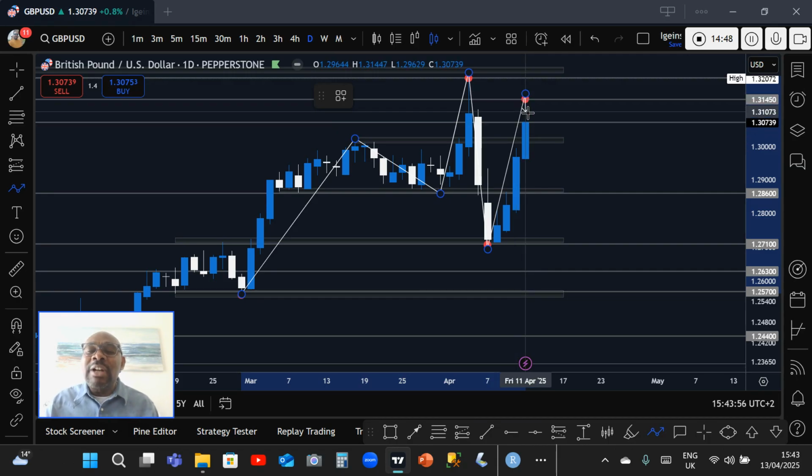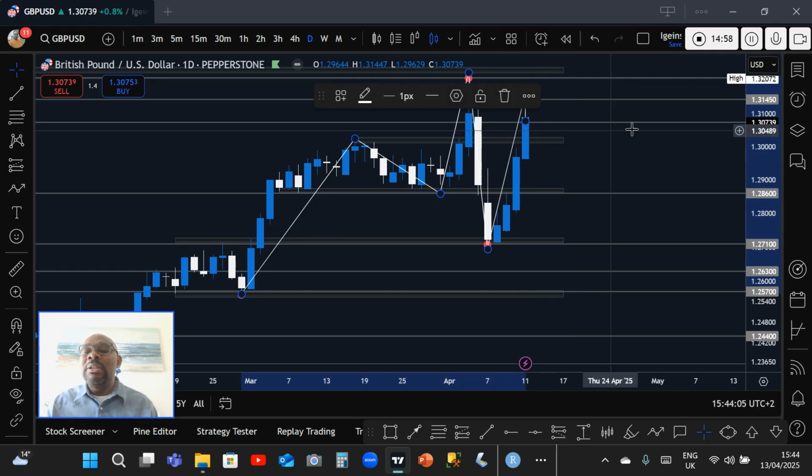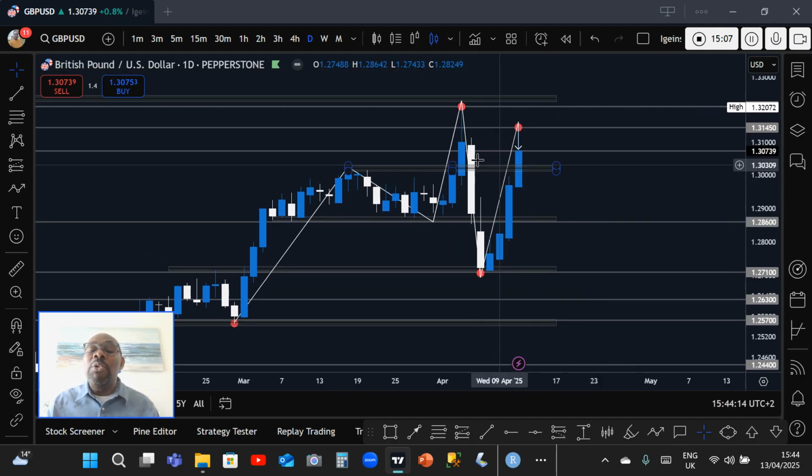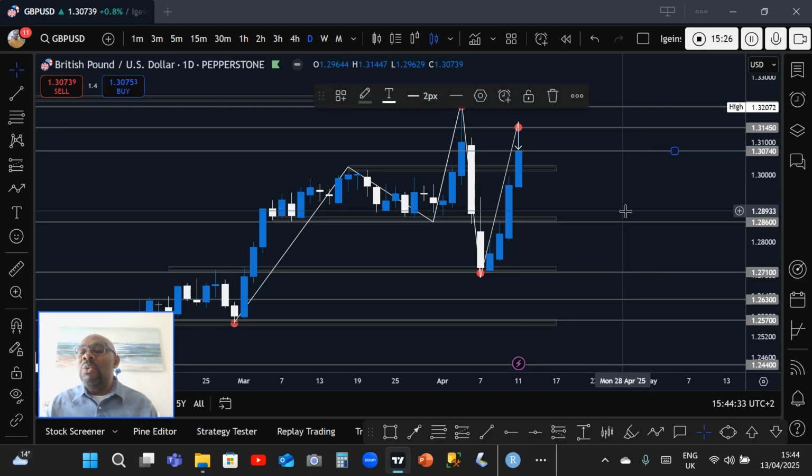Before market closed on Friday night, there was a pullback, and market closed at this point, 1.30740. But before then, price action traded up to this 1.31450. This is the high. Then it came down to this 1.30740. This is the level where market closed on Friday.